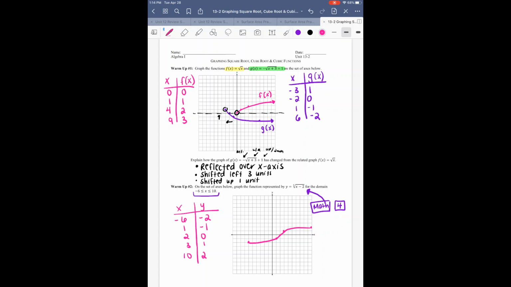And I am not going to include arrows. The reason I'm not including arrows is because they give me this specific domain that they only want the x values between and including -6 and 10. So we're going to have closed circles at the end and no arrows. So that is the graph of a cube root function.